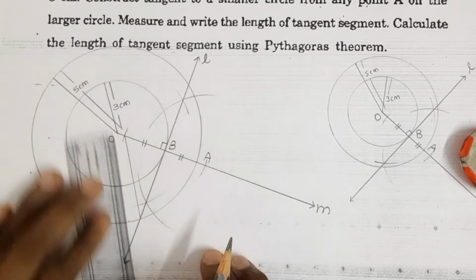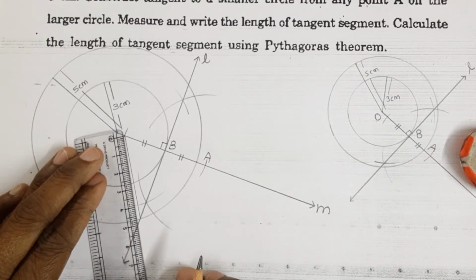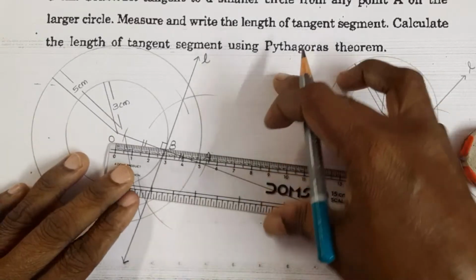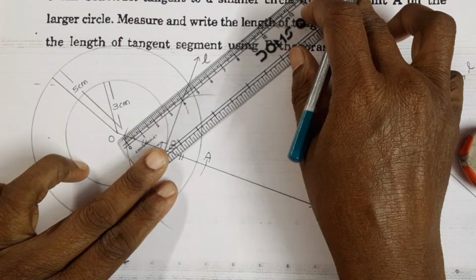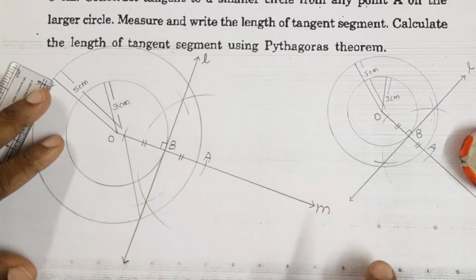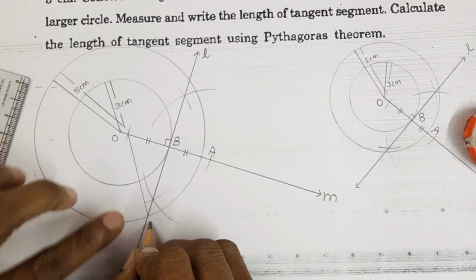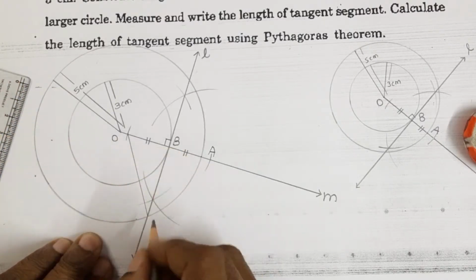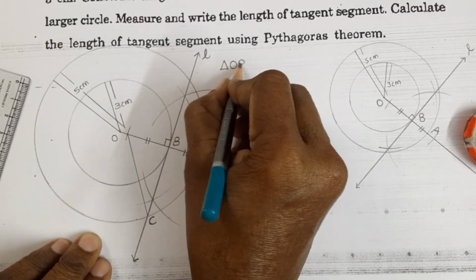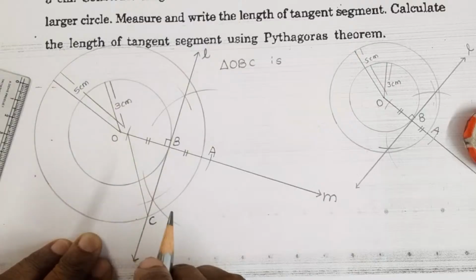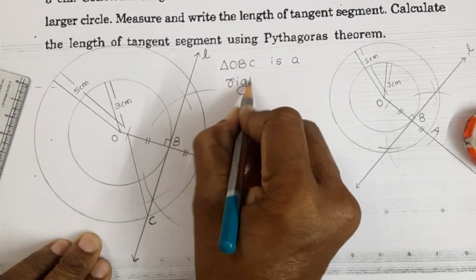Pythagoras. So here, students, this distance will be 5 centimeter. Okay, students, 5 centimeter. So here, students, suppose I take this distance as B, C here. So here, students, triangle OBC is a right angle triangle.